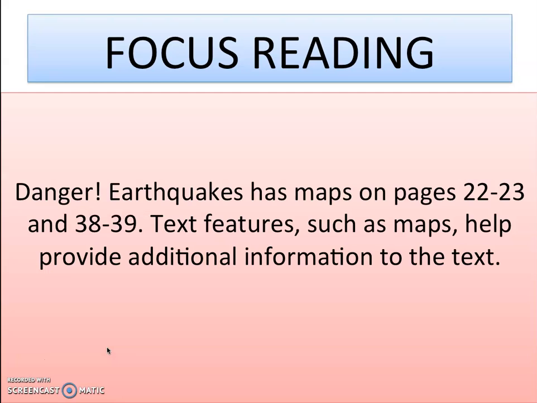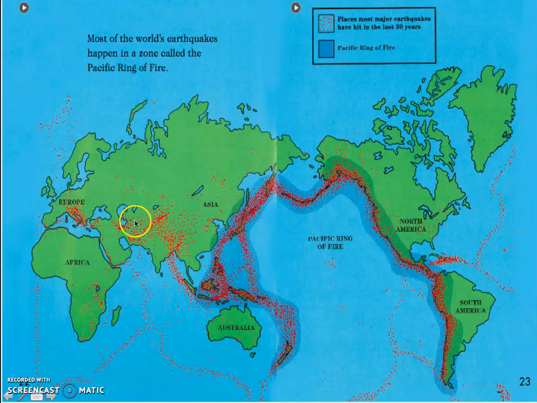Danger Earthquakes has maps on pages 22 to 23 and 38 to 39. Text features such as maps help provide additional information to the text, and it also helps you to better understand the text. So if we look on pages 22 to 23 and we use the key, we know that the dark blue is the Pacific Ring of Fire. The red dots are places most earthquakes have hit in the last 30 years. So this is what we are able to learn from this map.